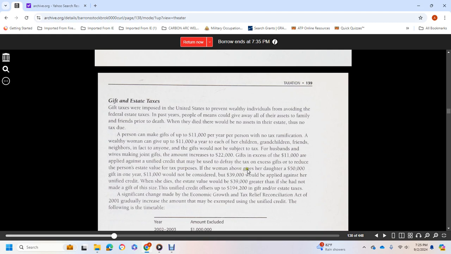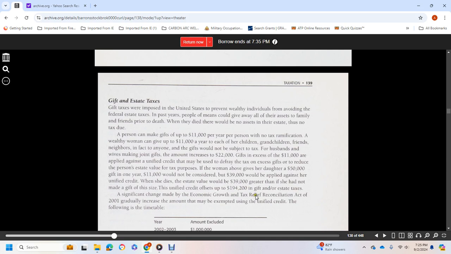If the woman above gives her daughter a $50,000 gift in one year, $11,000 would not be considered, but $39,000 would be applied against her unified credit. When she dies, the estate would be $39,000 smaller than if she had not made a gift of that size. The unified credit offsets $194,200 in gift or estate taxes.